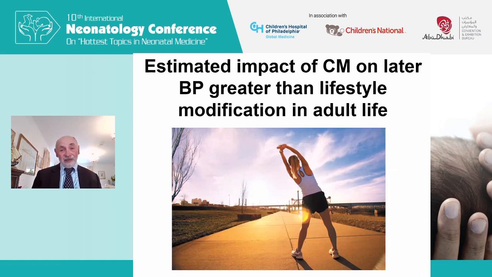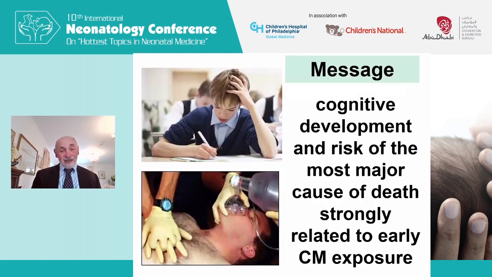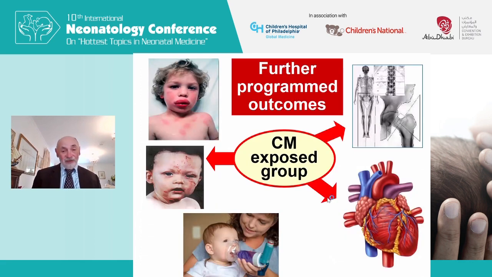And the estimated impact of cow's milk on later blood pressure was greater than that achieved through lifestyle modification in adult life. So two really important outcomes here for humans, cognitive development and the most major cause of death, are really quite strongly related in our own studies to early cow's milk exposure. And there are further programmed effects as well.